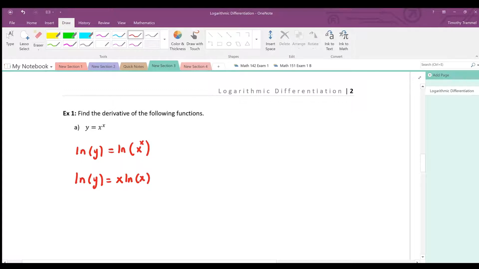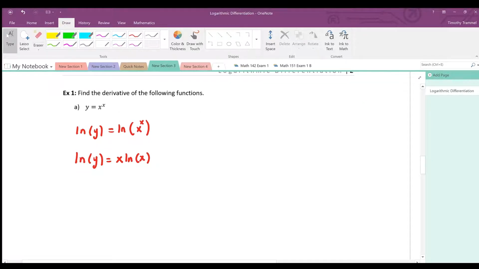Now that we've applied that log property, we're going to use implicit differentiation. So the derivative of the natural log of y, and I should point out we're going to take that derivative with respect to x, and maybe I'll include that in this next step here. Let's write that. I'm going to take the derivative with respect to x.